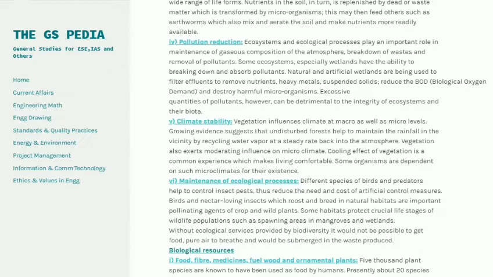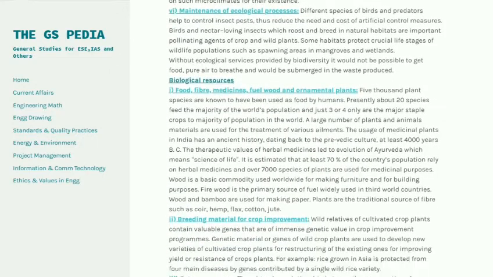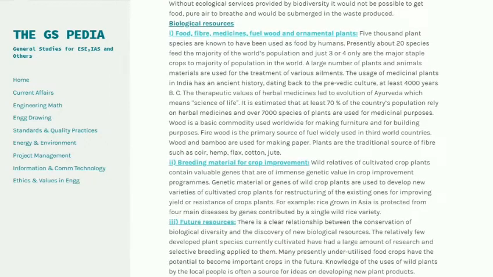Food, fiber, medicines, fuel, wood and ornamental plants. 5,000 plant species are known to have been used as food by humans. Presently about 20 species feed the majority of the world's population, and just 3 or 4 are the major staple crops for the majority of the population in the world.